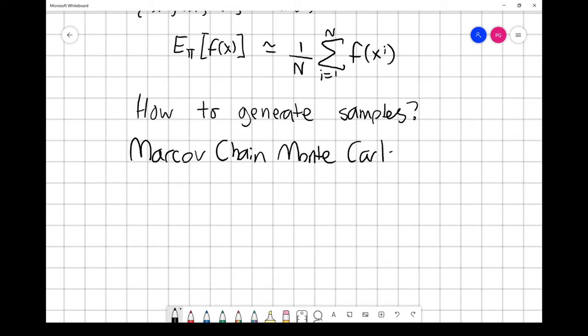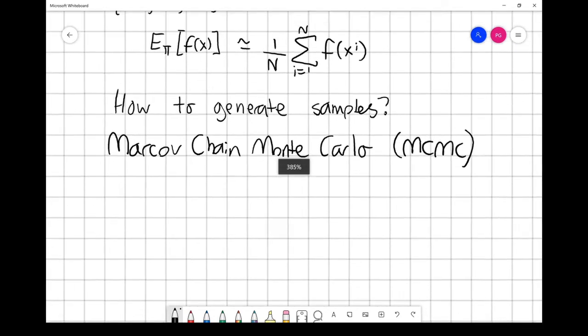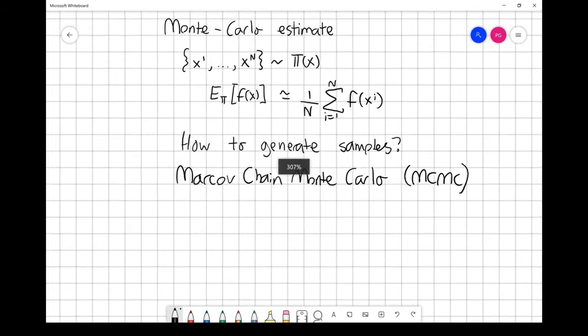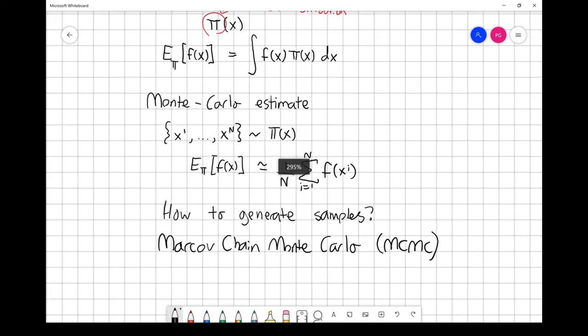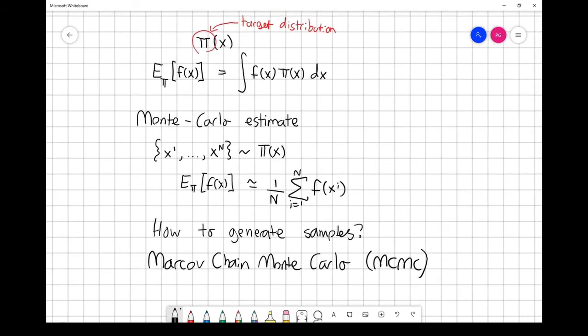Or otherwise known as MCMC. And when do we have to do this? So this is the basic problem that we've got: we've got this target distribution pi. We want to estimate something that's related to it. And so we're going to generate samples for that purpose.